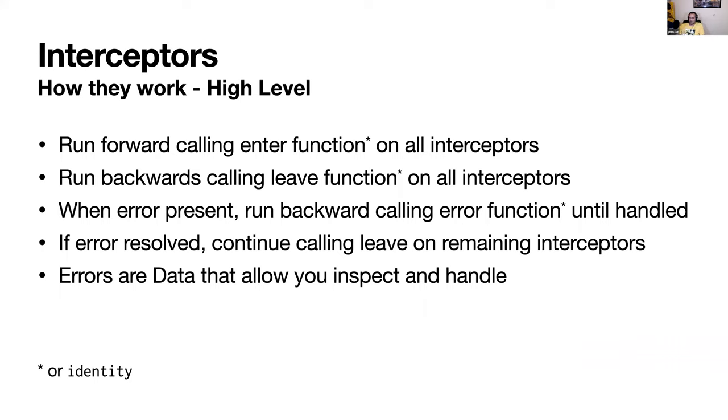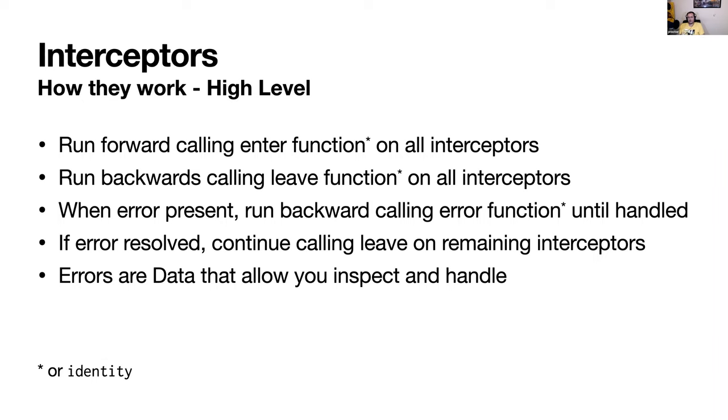So I kind of covered it already, but how do they work at a high level? They run forward calling the enter function on all interceptors. If it's not there, we treat it as identity. It doesn't transform the context. You think of the enter function as just another function that takes a context, which is a map, does a transformation on it, and returns it back to you. And then it either returns it back to you in an asynchronous mechanism, like a future or something, or just as the data.